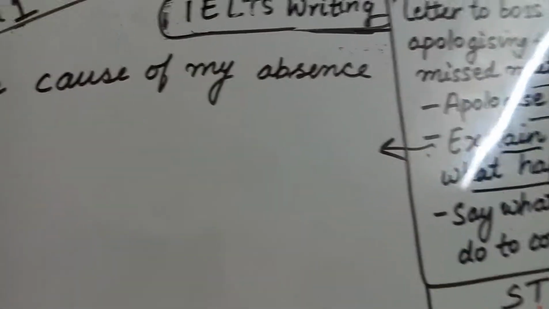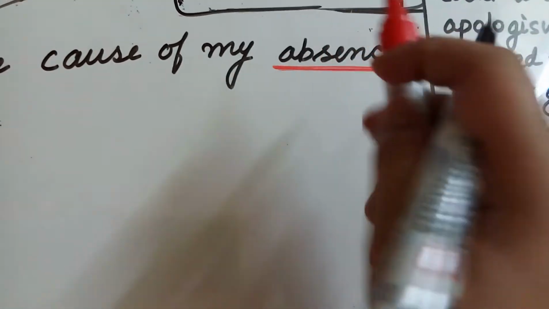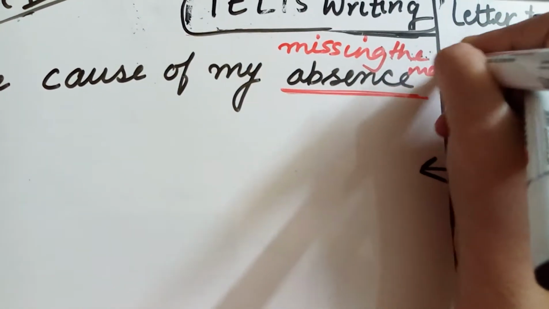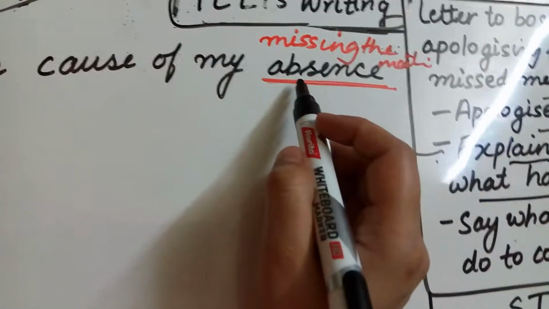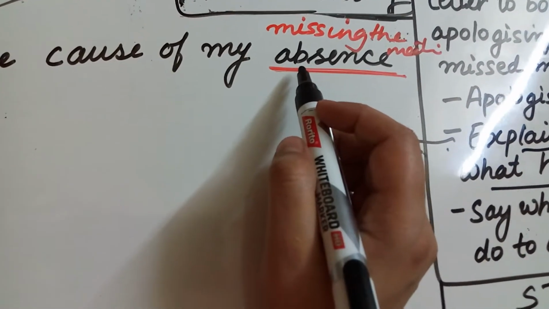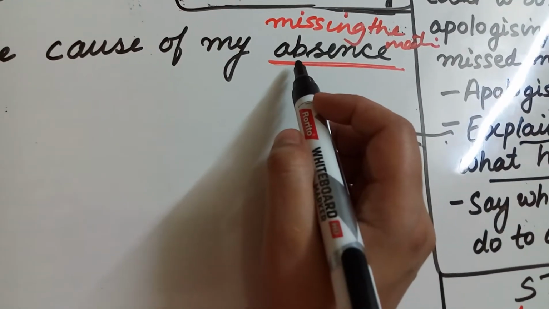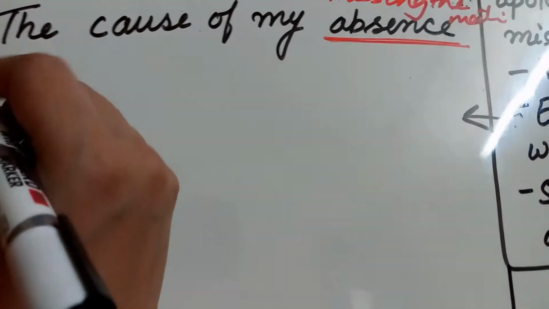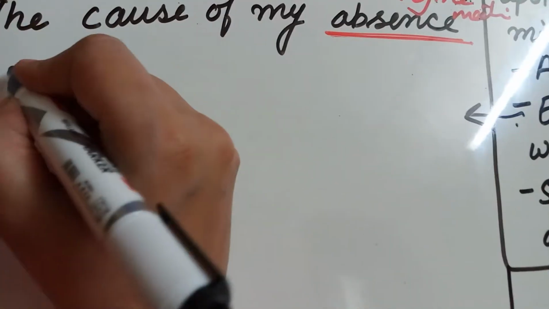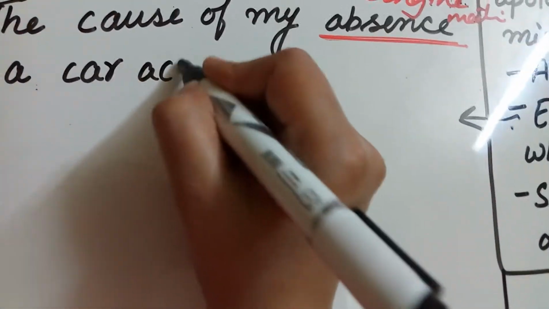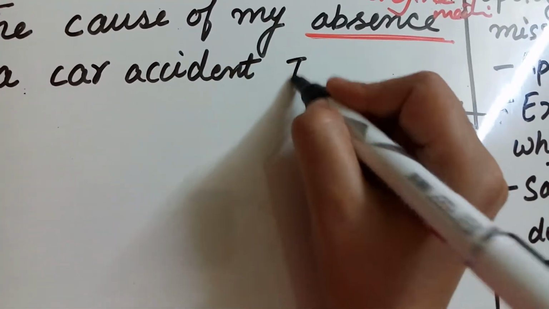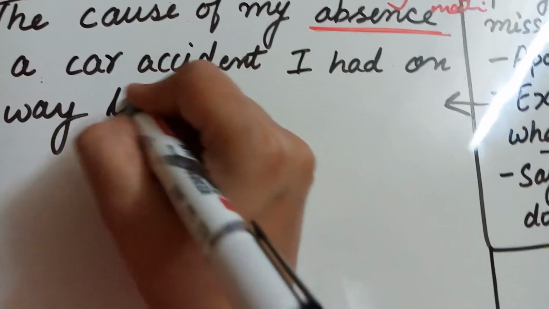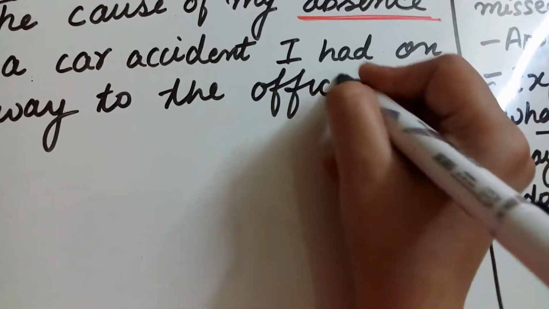Now, keep this thing in mind that you don't have to repeat words. You will not write 'of my missing the meeting', because you are not going to use the same words again and again. Moreover, these words are from the question itself. So it's better to use their synonyms. Now, the cause of my absence was a car accident I had on my way to the office.